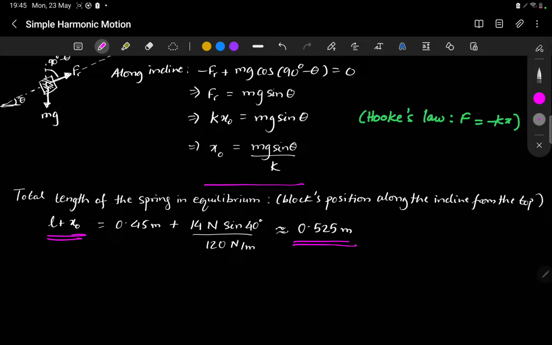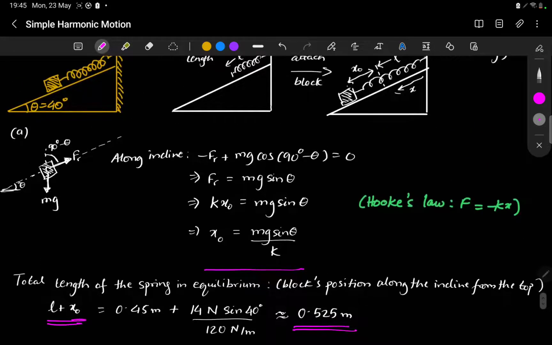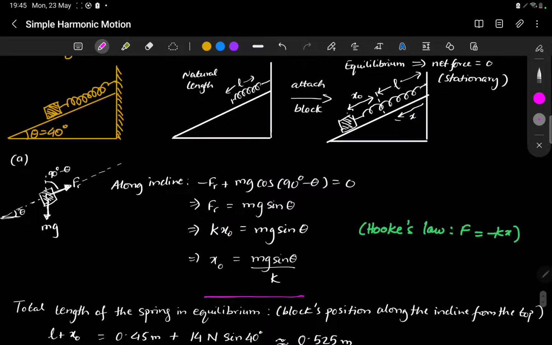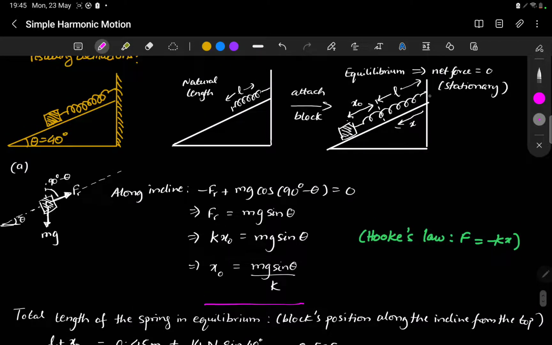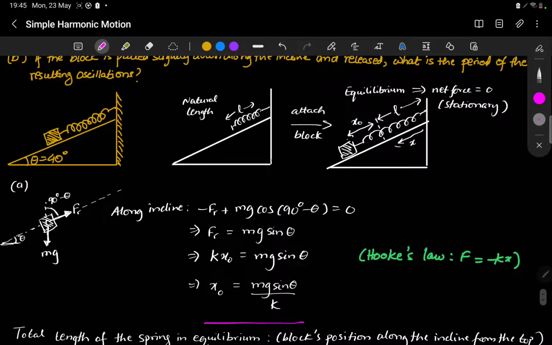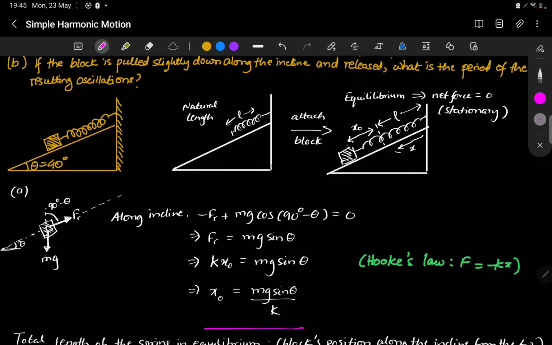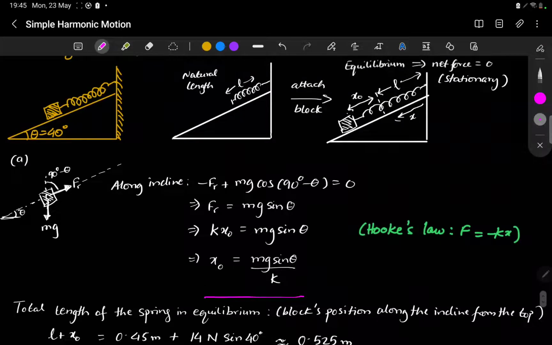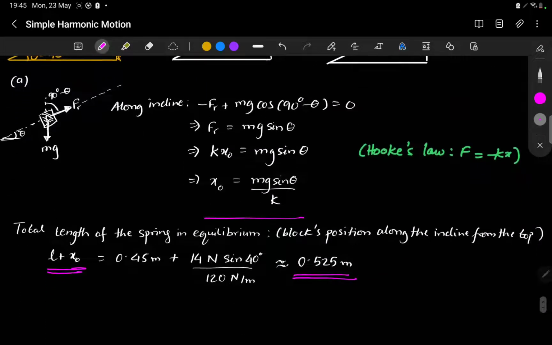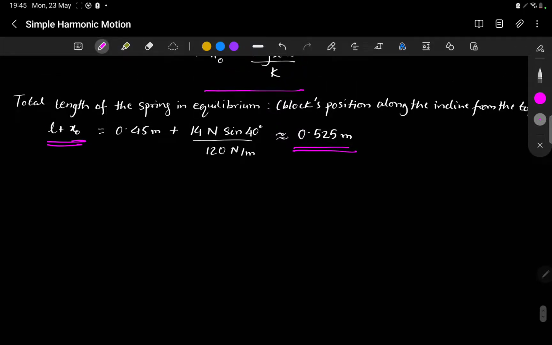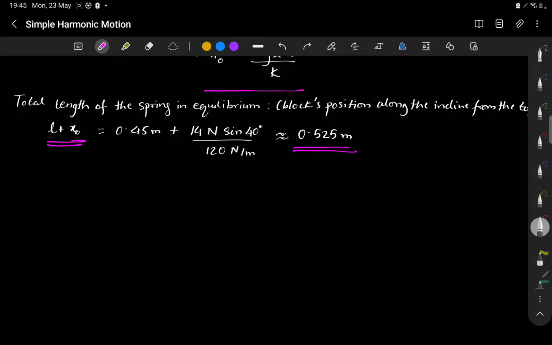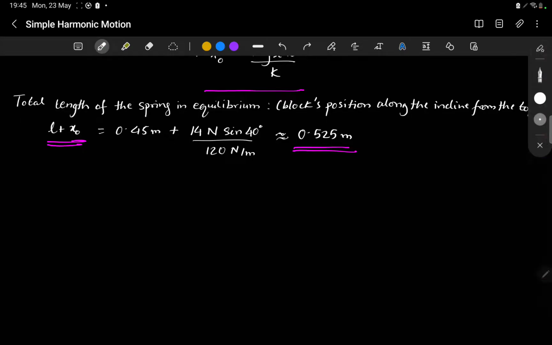This solves the first part, in which we were supposed to find out the block's equilibrium position and the distance from the top of the incline to the block's equilibrium position. The next part is to find out the time period of oscillations if the block is displaced and released. So let us draw the diagram. Let us once again draw the diagram. This is part B.